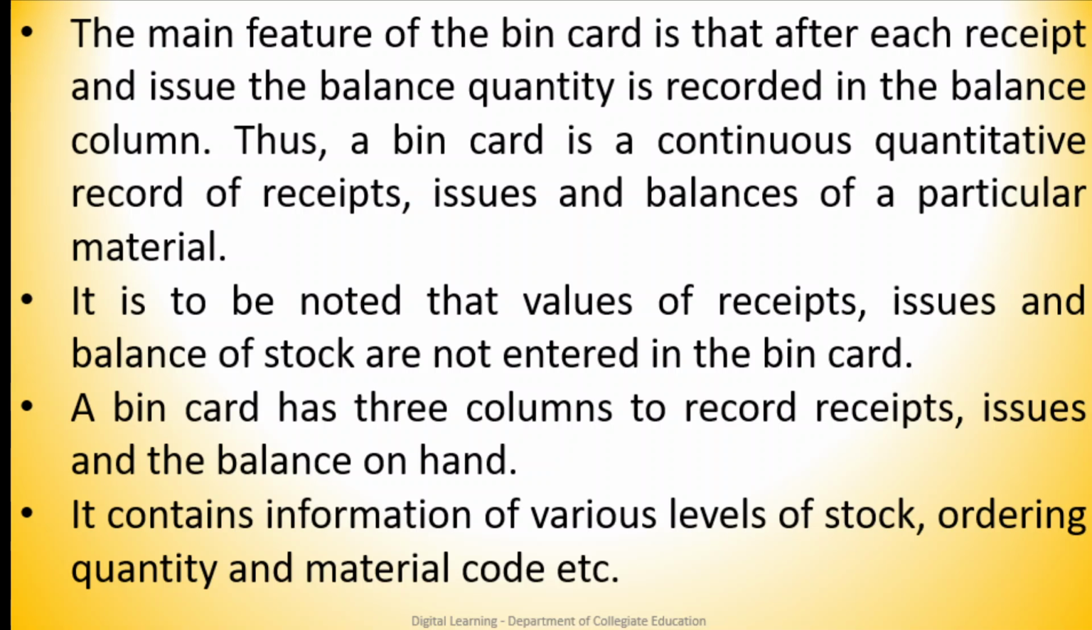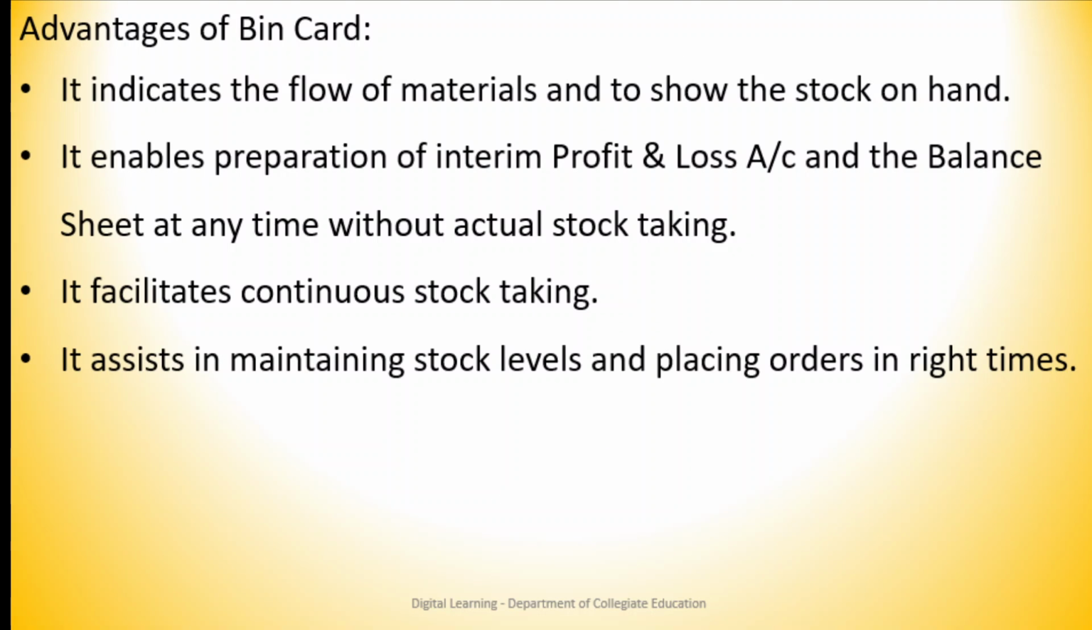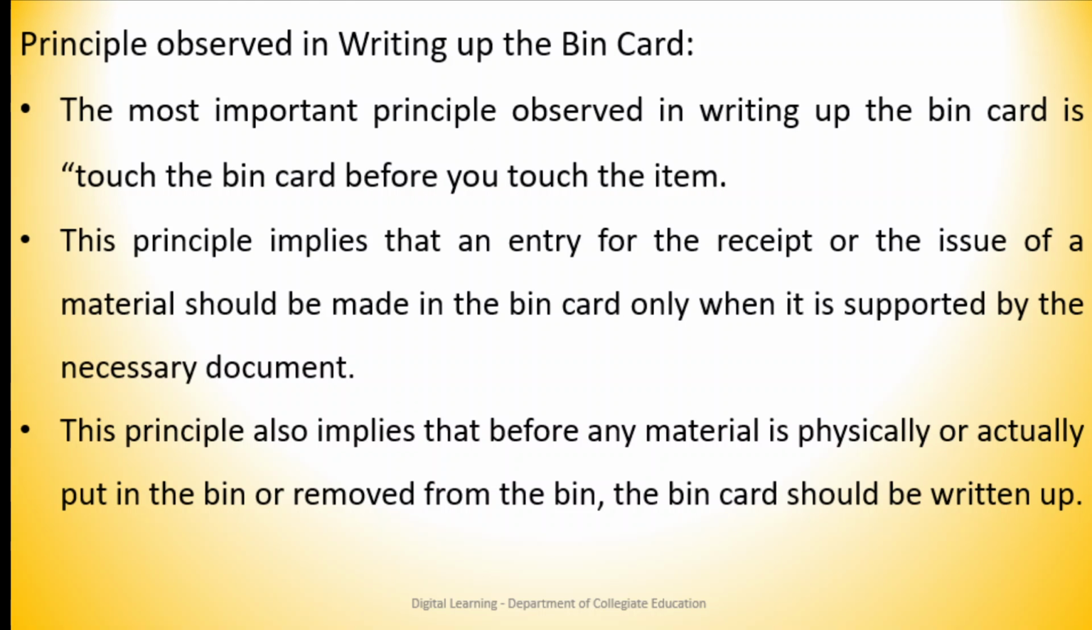Now, what is the main feature of a bin card? The main feature of the bin card is that after each receipt and issue, the balance quantity is recorded in the balance column. Thus, a bin card is a continuous quantitative record of receipts, issues, and balances of a particular material. It is to be noted that values of receipts, issues, and balance of stock are not entered in the bin card. A bin card has normally 3 columns to record receipts, issues, and balance on hand. It contains information of various levels of stock, ordering quantity, and material code, etc.